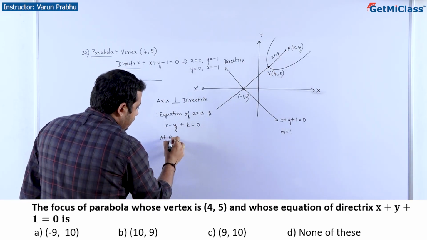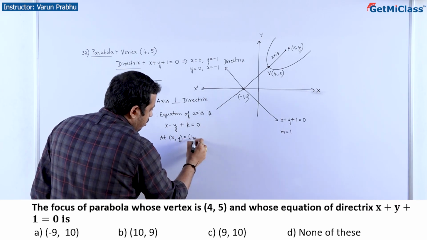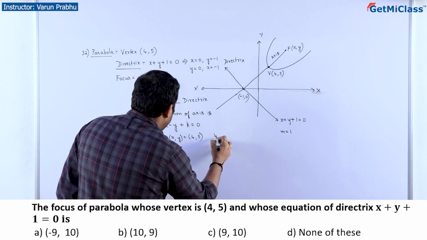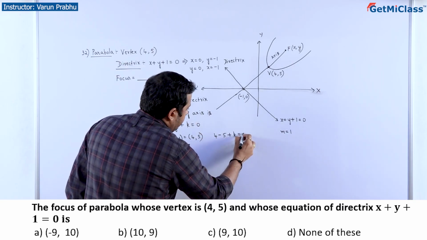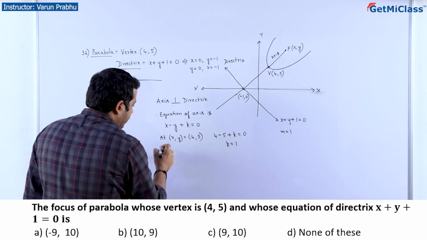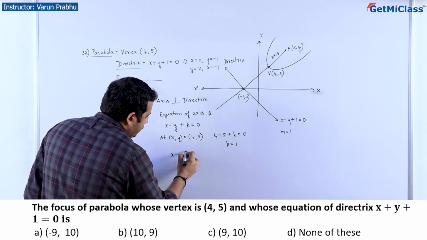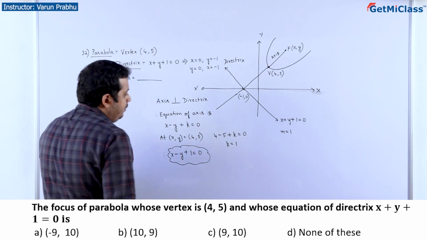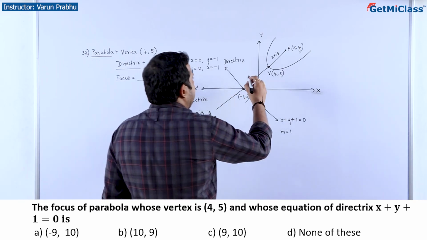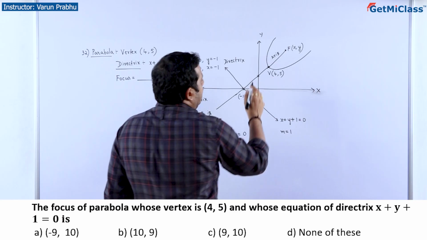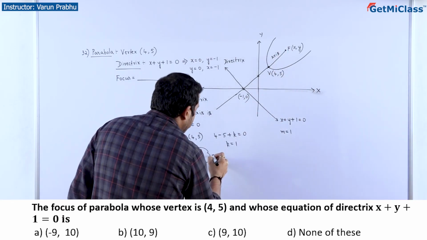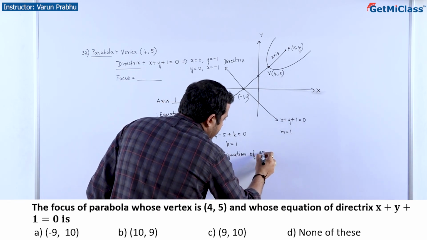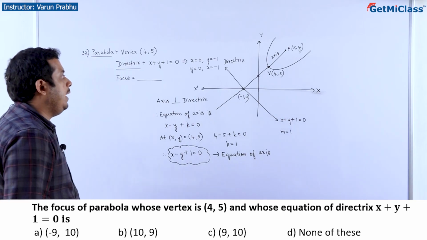At (x, y) equal to (4, 5), you see that (4, 5) lies on the axis. So 4 minus 5 plus k should be equal to 0, so k should be equal to 1. Therefore the equation of the axis will be x minus y plus 1 equals 0. This is the equation of the axis.